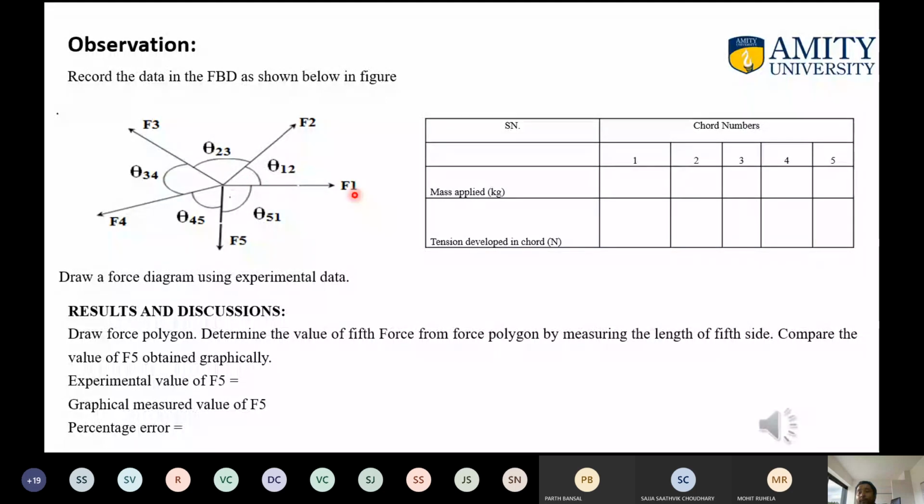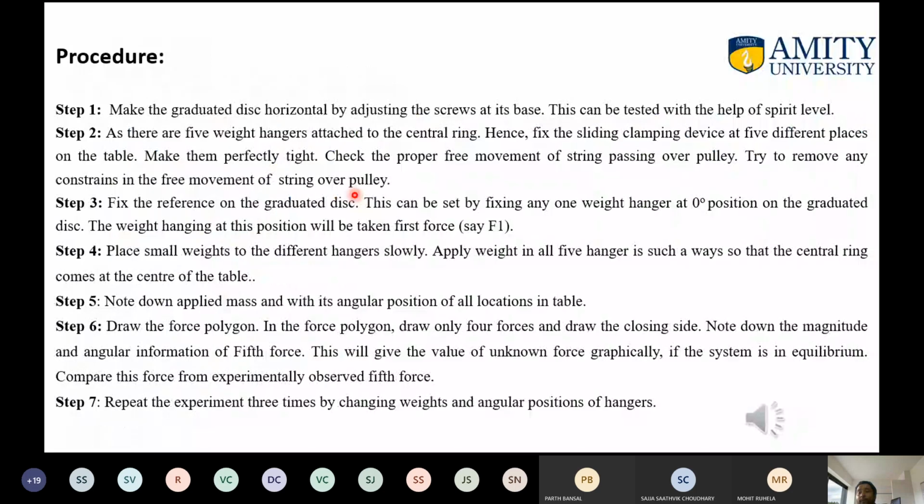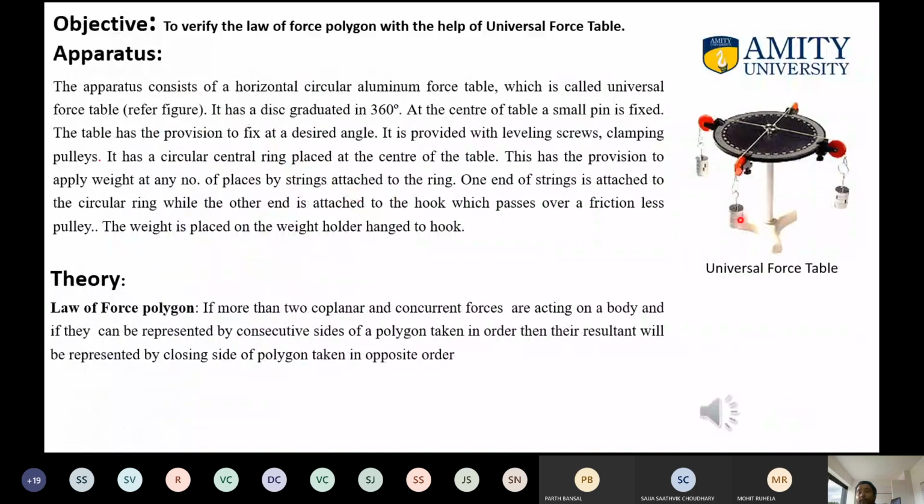How will you take it? I am just going back to the previous slide. Here you can see 5 weights: 1, 2, 3, 4, 5, and the weight of each piece is 50 gram. So total will be how much? 50 into 5, that will be 250 gram. So this is the weight here, 250 gram for this string. How do we make it on the sheet? We have to assume the scale here. Let us assume that 100 gram is equal to 1 centimeter.